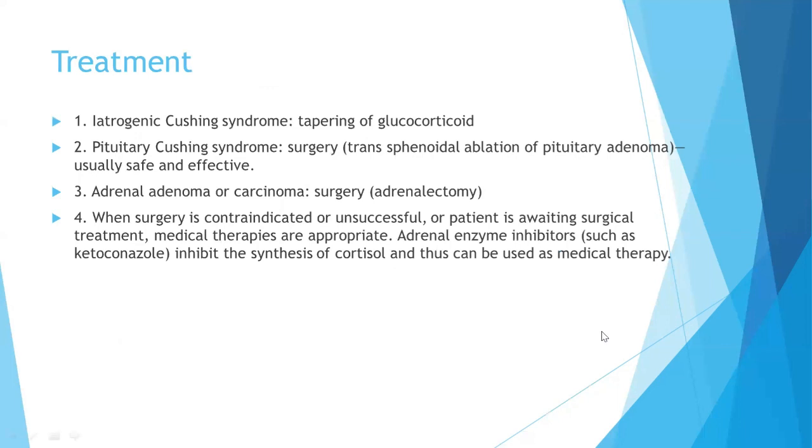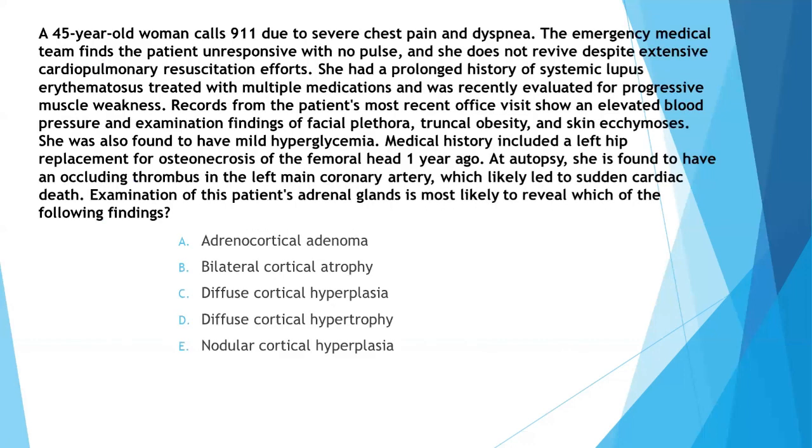Now, talking about the treatment of Cushing syndrome. In case of iatrogenic Cushing syndrome, you need to taper the glucocorticoid. In case of pituitary Cushing's disease, you need to do surgery, which is transsphenoidal ablation of the pituitary adenoma, which is usually safe and effective. In case of adrenal adenoma or carcinoma, you need to do adrenalectomy. And when surgery is contraindicated or unsuccessful, or the patient is awaiting surgical treatment, then you can start medical therapies like adrenal enzyme inhibitors such as ketoconazole, which can inhibit the synthesis of cortisol and thus can be used as medical therapy.